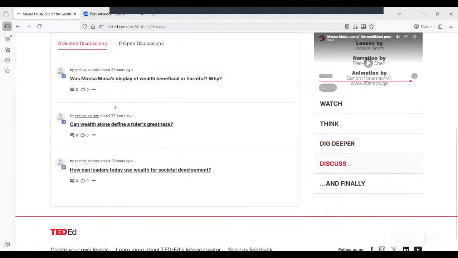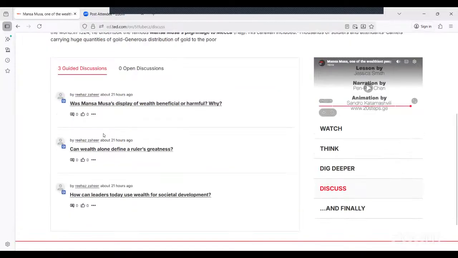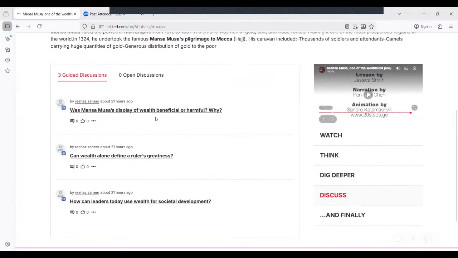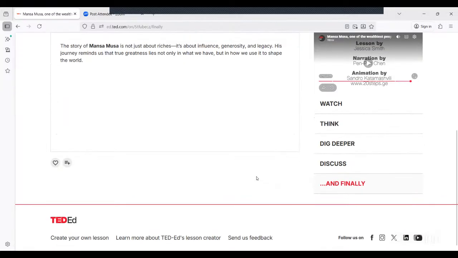After this, it comes to discussion, so students can participate here. Was Mansa Musa's display of wealth beneficial or harmful? Why? They can have a discussion. Can wealth alone define a ruler's greatness? They can just type the answer. That is how they can participate in discussion. And finally, you can just give a conclusion.